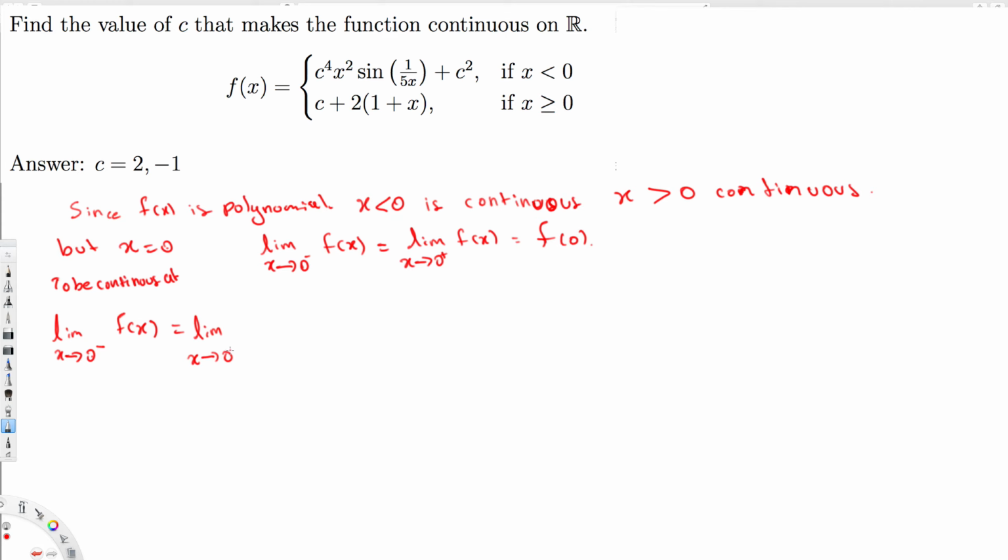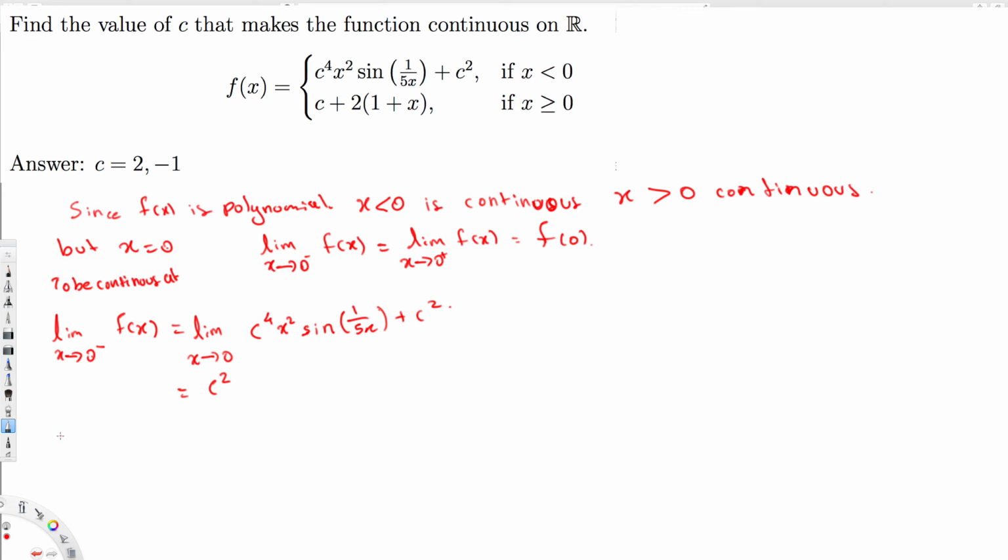So on the left hand side, I have to write the limit as x approaches 0 of c to the power 4 x squared sine of 1 over 5x, plus c squared. Now I simply substitute 0 for the x values. If I substitute, this whole thing becomes 0 because 0 multiplied by anything is 0. Therefore, I am only left with c squared.